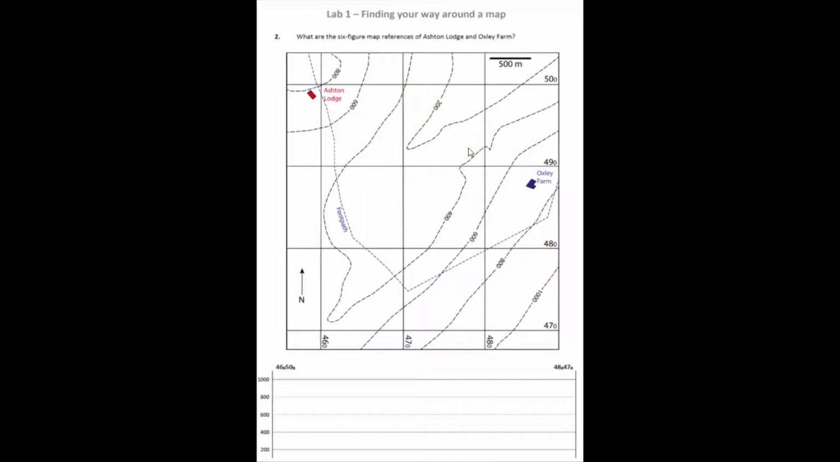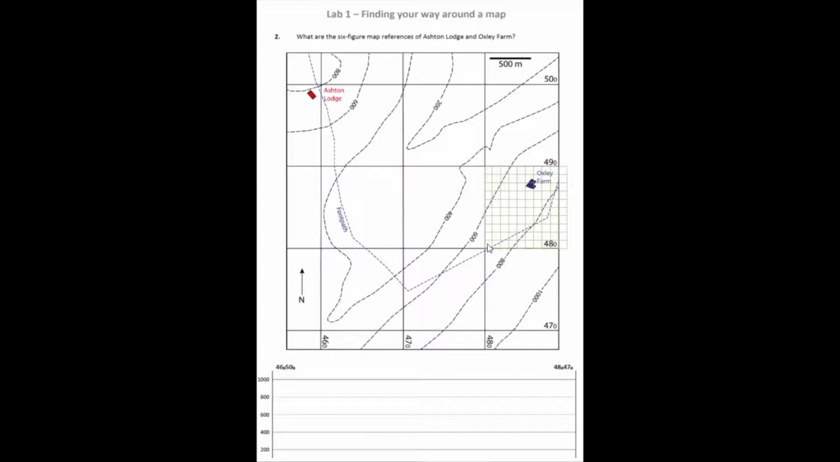The next question asks us to give the six-figure map references for Ashton Lodge and Oxley Farm. So these two buildings, Ashton Lodge and Oxley Farm. Let's start with Oxley Farm first, and then do what we did in the last example and separate our grid square into 10 smaller subdivisions. And now that we've got our finer, more precise grid, we can just do the same thing as we did before, but count backwards, I guess.